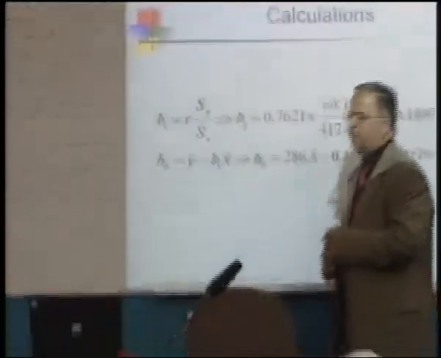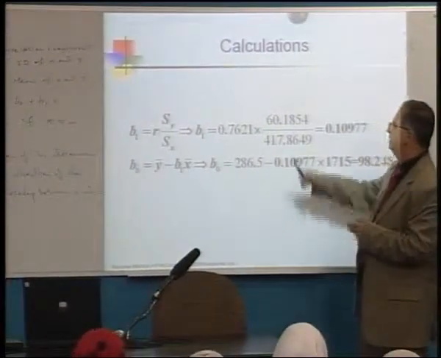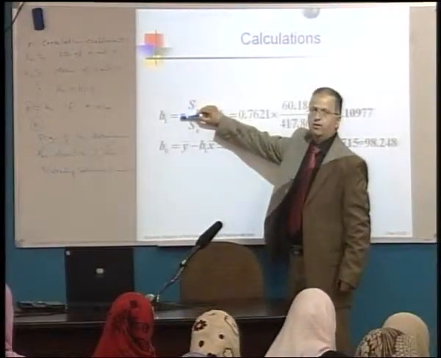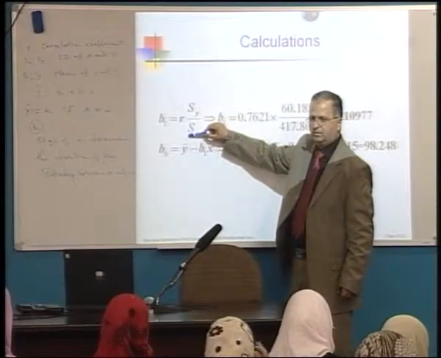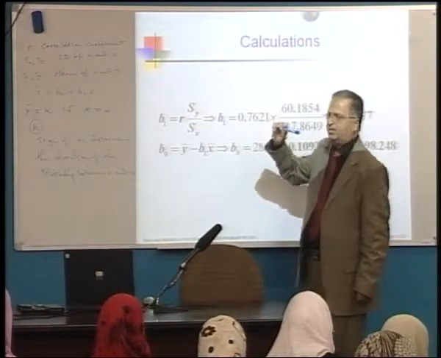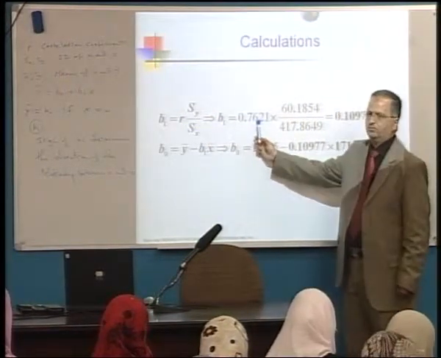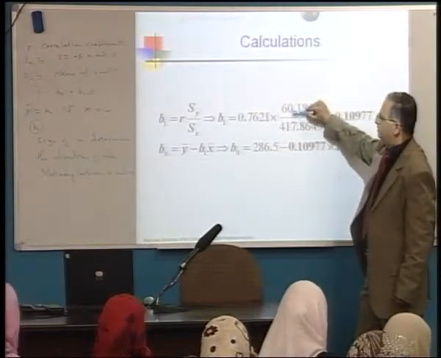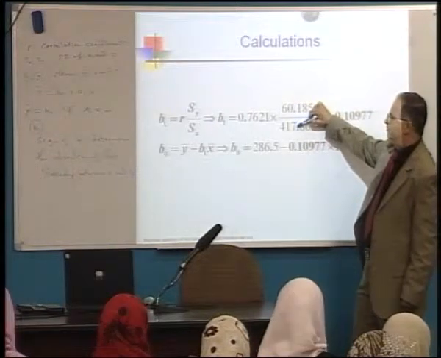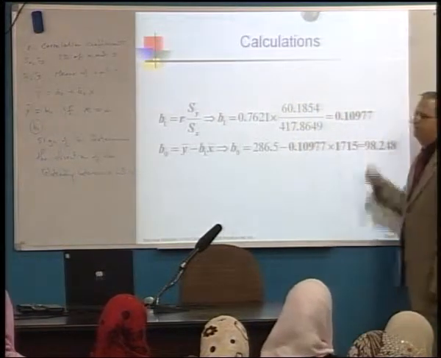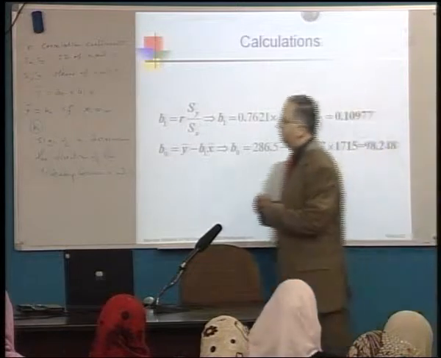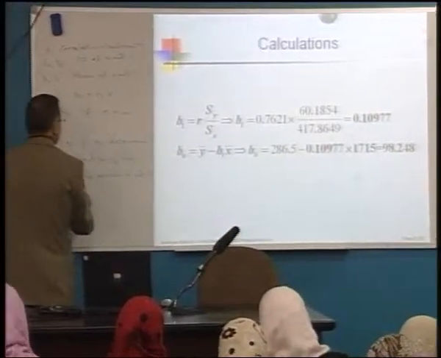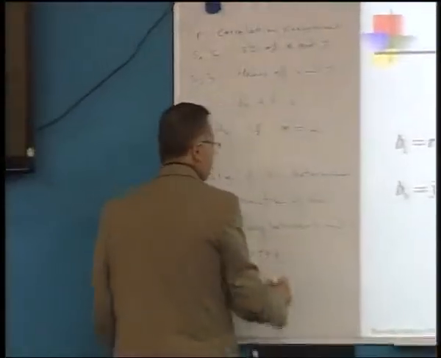Now, simple calculations will give b1 and b0. Suppose we know the values of r, sy, and sx. R, if you remember last time, was 0.762. It's a moderate relationship between x and y. Sy and sx, 60 divided by 4 is 117. That will give 0.109. So b0, in this case, 0.10977. B1.